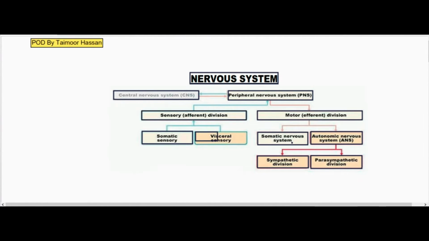By the somatic sensory, we just mean that it will carry information about the sense of touch as well as pain and temperature to the brain. And the visceral sensory carries impulses from the viscera, glands and blood vessels to the CNS.